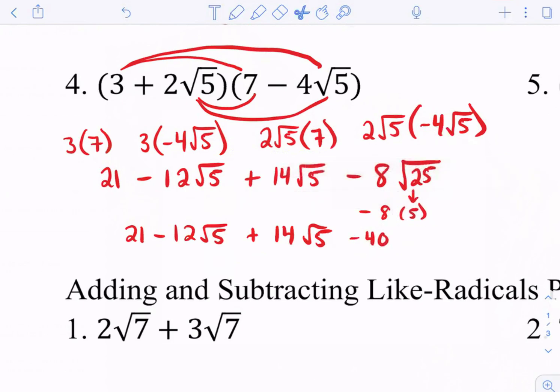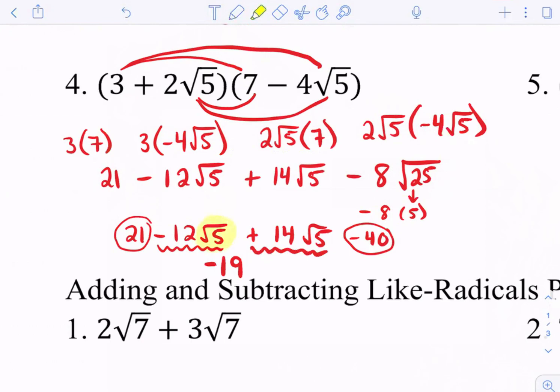Okay, so this is what the problem is. So let's combine like terms. 21 minus 40 is going to give us a negative 19. And then negative 12 rad 5 and positive 14 rad 5.